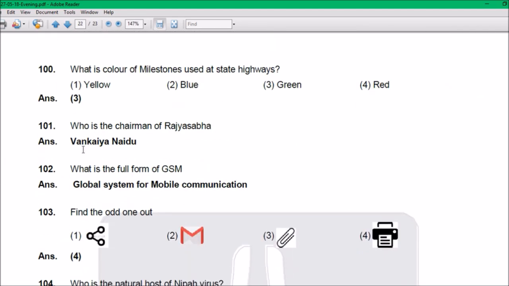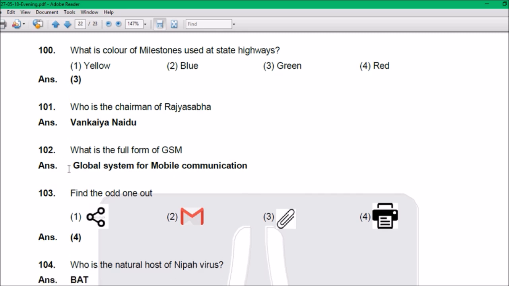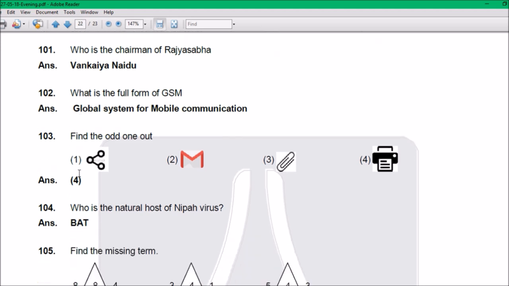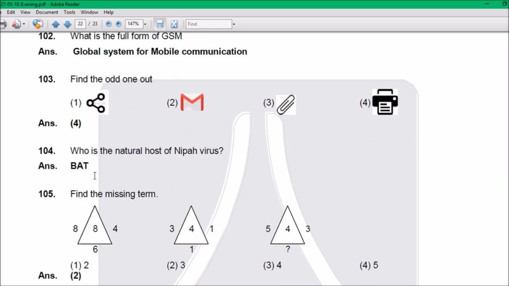Venkaiah Naidu, chairman of Rajya Sabha. And then you have 102, global system for mobile communications. And then you have 103, the answer is 4. And then you have 104, bat. Okay, natural host of the Nipah.